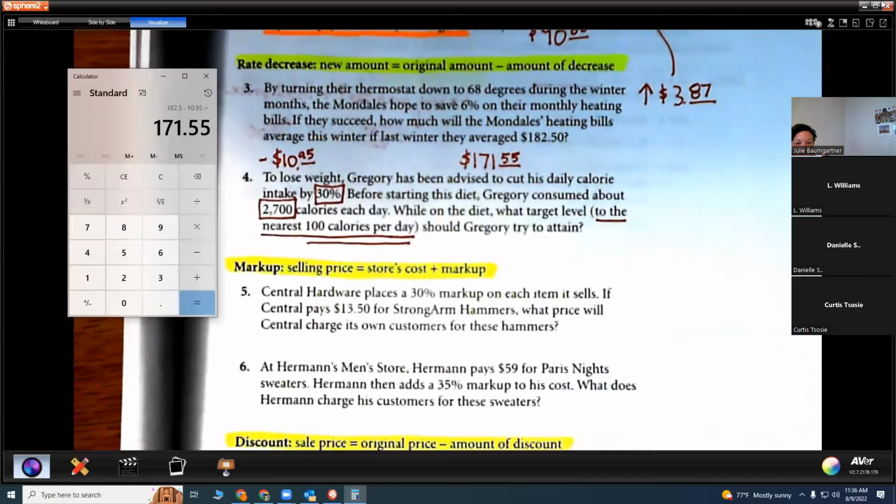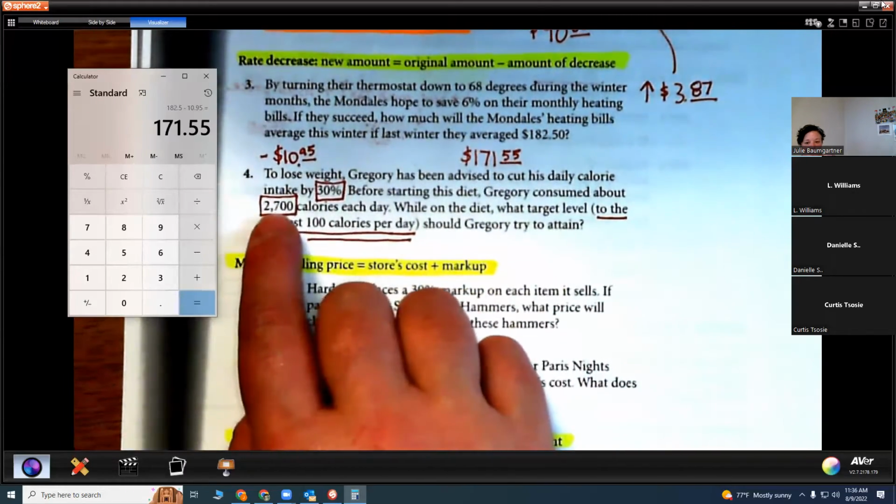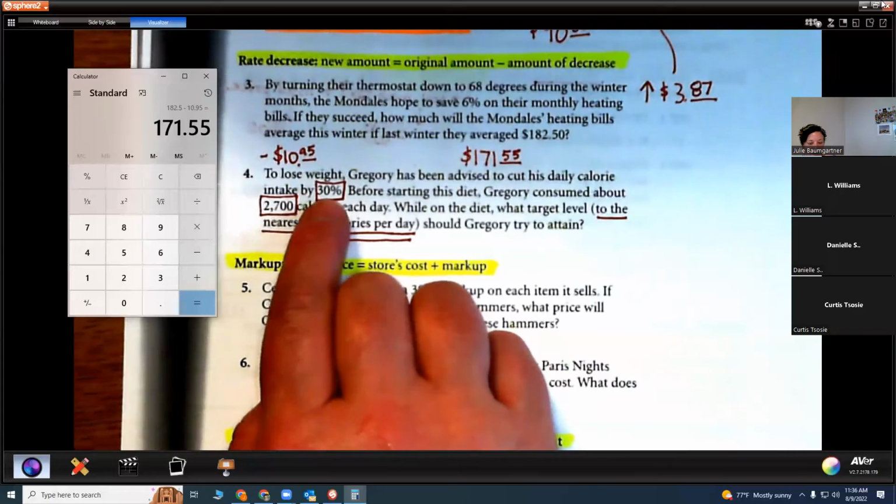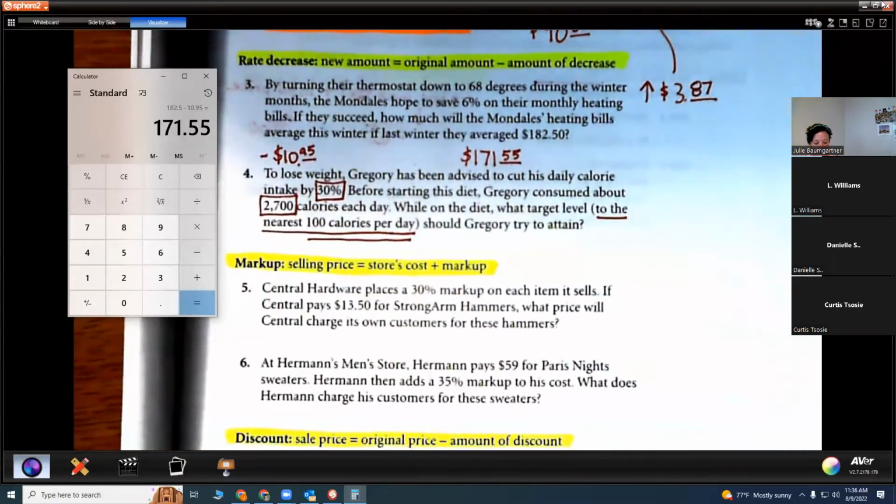You guys ready to look at number 4? Okay. So to lose weight, Gregory's been advised to cut his daily calorie intake by 30%. Before starting this diet, Gregory consumed about 2,700 calories each day. While on the diet, what target level to the nearest 100 calories per day should Gregory try to obtain? So if this is his current calorie intake, and we need to cut it by 30%, what's 30% of 2,700?